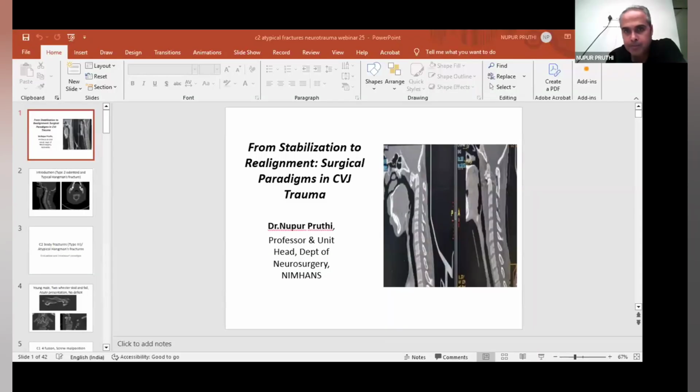With the chairman's permission, I'll invite Professor Nupur for the next talk about the stabilization of CVJ. Nupur, sir, can I share? Yes, sir. Good evening, everyone. I sincerely thank the Neurotrauma Society of India for this wonderful opportunity. Dr. Deepak, good friends Anil and Subhash, respected panelists. Is my slide visible? Yes, sir.